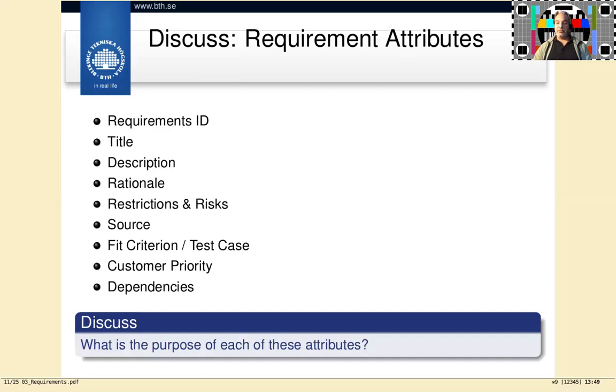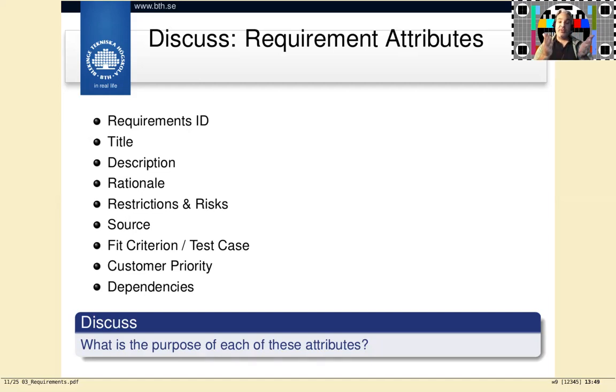Requirements attributes. Okay, so we've talked about where to get requirements, how to get them, how to specify them in terms of which document you should have and what types of requirements you have, both the functional and the quality requirements. And then we come to each individual requirement. What should be specified for one requirement?